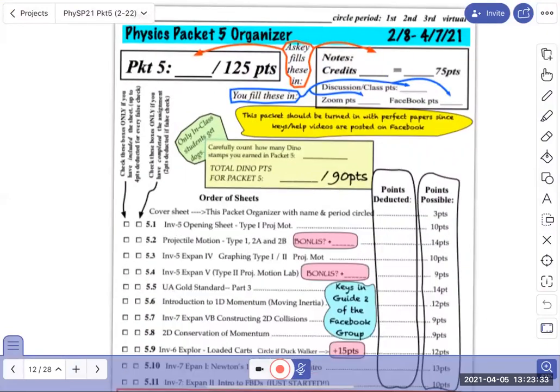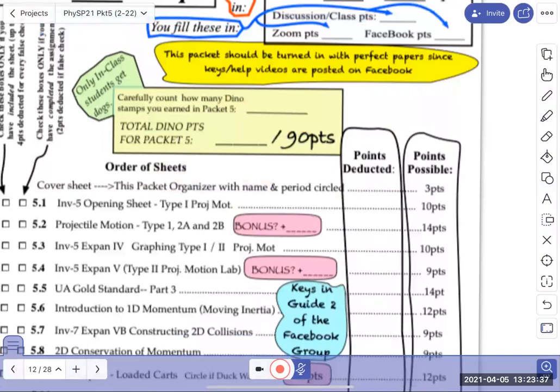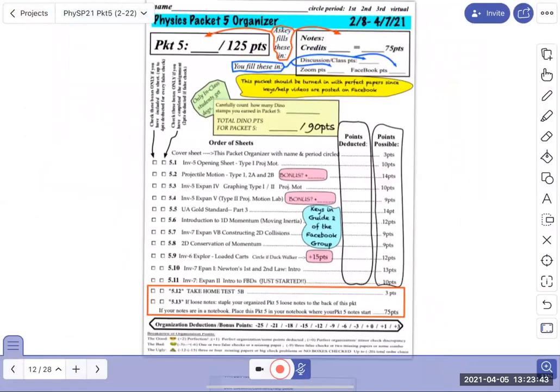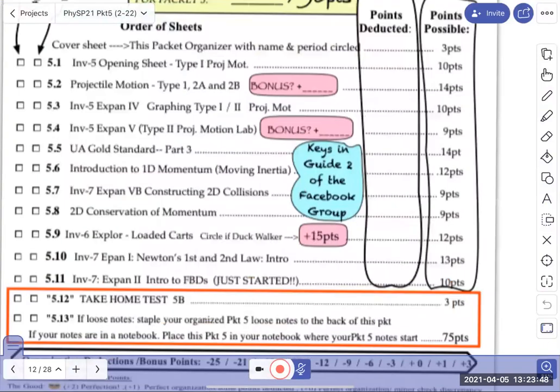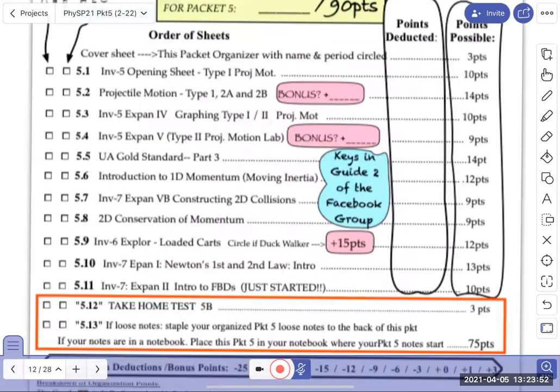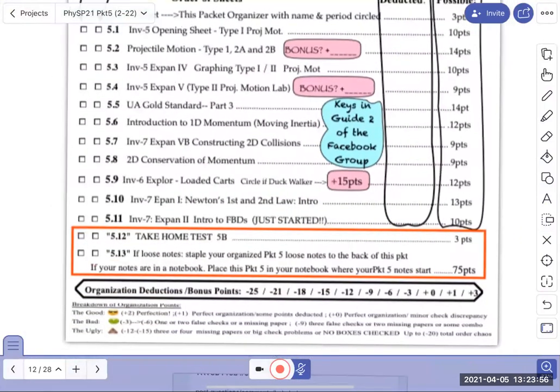I'll fill these in. Now, the dyno points you don't get. What you guys have been doing is you've been submitting stuff. And I gave some of you a 30 out of 20 on the last one, so you already got some bonus that way. Okay, the bonus really doesn't affect you. I guess 5.2 you might get some bonus there, but 5.4 that's bonus from the lab in the hallway, and 5.9 was duck walker bonus.